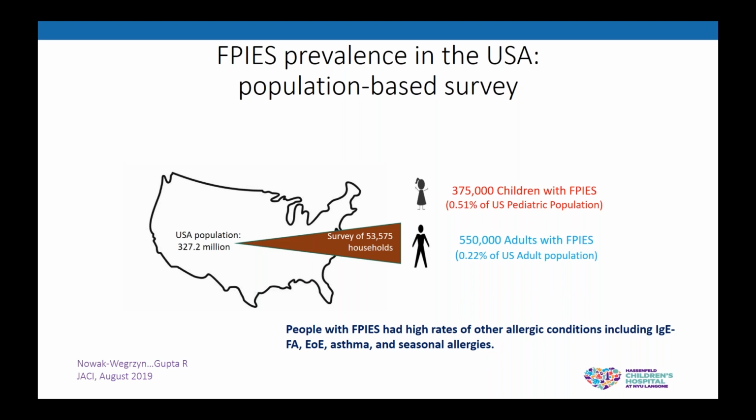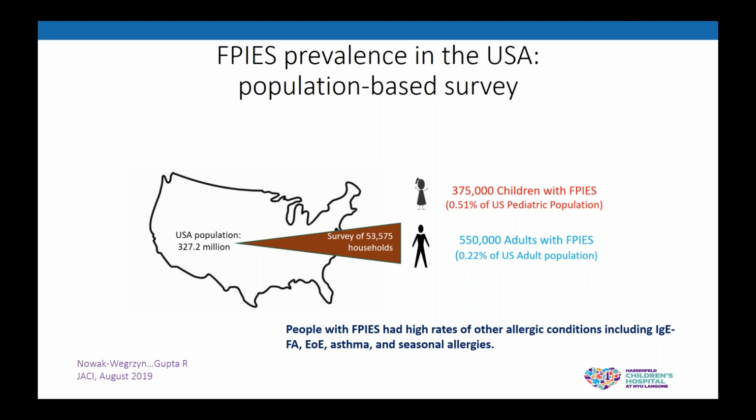IgE-mediated food allergy, which was conducted by Ruchi Gupta and her team in Chicago. In that survey, there was one question asking about the diagnosis of FPIES in a respondent or their children, with a note that this is a very uncommon allergic condition. The question was: have you or your child been diagnosed with FPIES by a physician? The responses translated into an estimate that 0.51% of the US pediatric population and 0.22% of the US adult population are affected by FPIES.